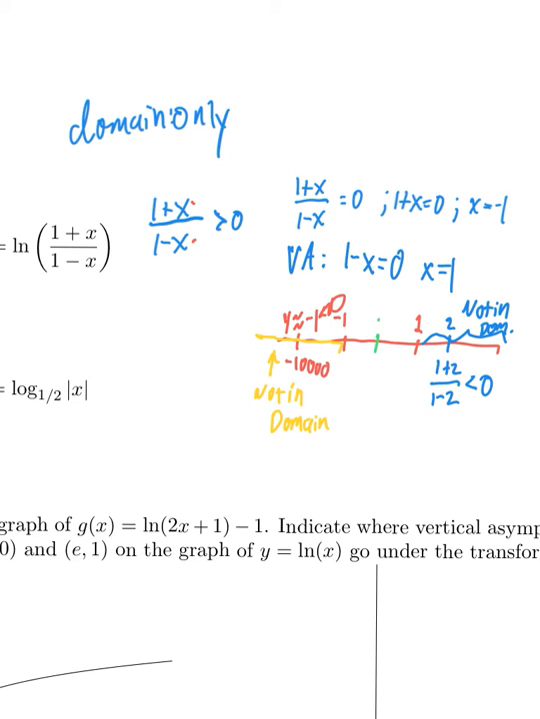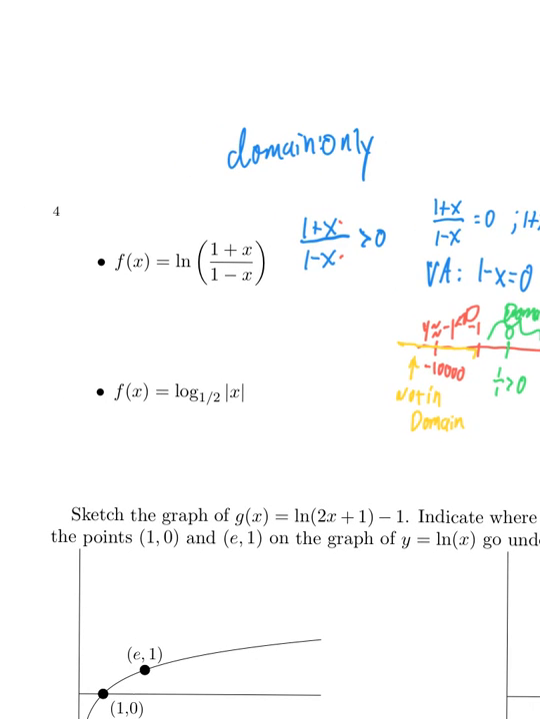Let's try to plug in 0. When you plug in x equals 0, you'll get 1 over 1. Hey, yeah, that's positive. So these numbers between are good. Those are in the domain. So I know what the domain is now. It's the interval from -1 to 1. I need to exclude 1 because it's a vertical asymptote. I need to exclude -1 because I want to solve a strict inequality.